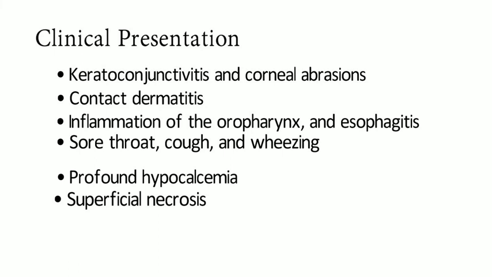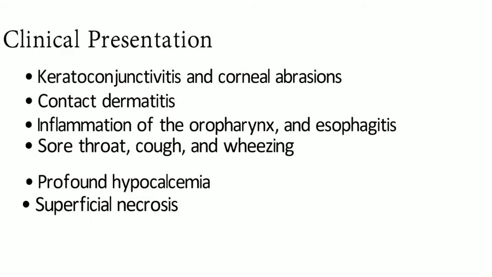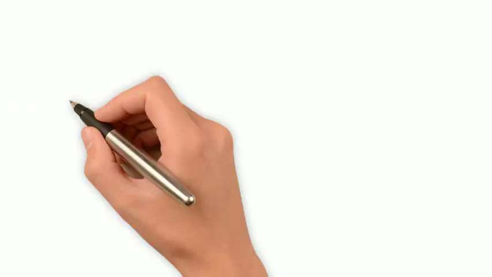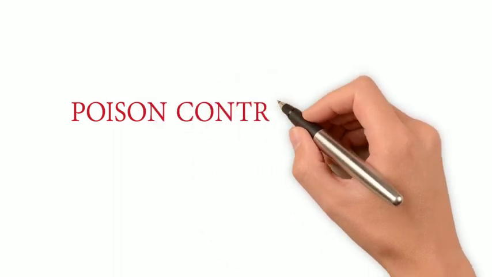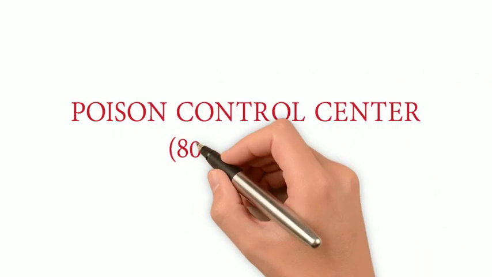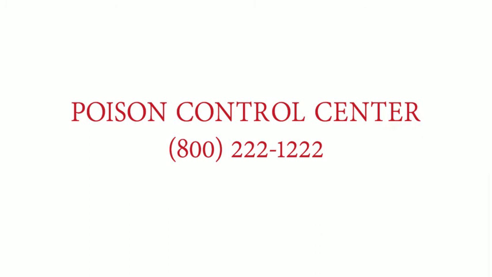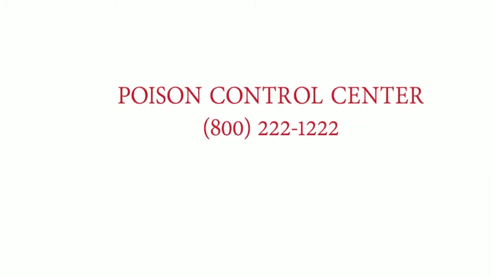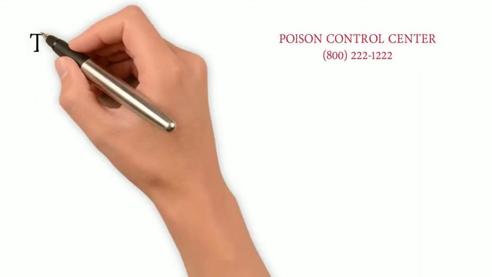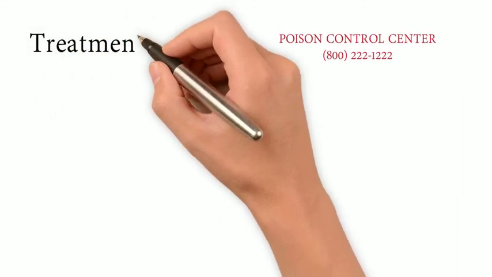Diagnosis is based on a history of exposure and evidence of local or systemic effects or oxalate crystalluria. If you are concerned about oxalate exposure, call the Poison Control Center at 800-222-1222. Here's how you would treat a patient that presents with oxalate poisoning.